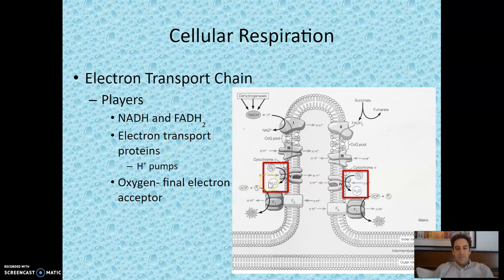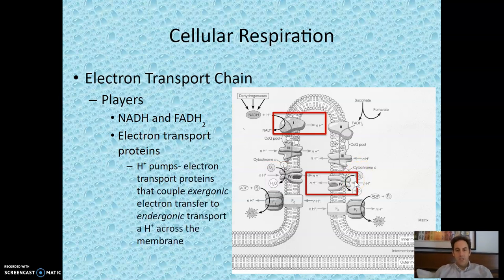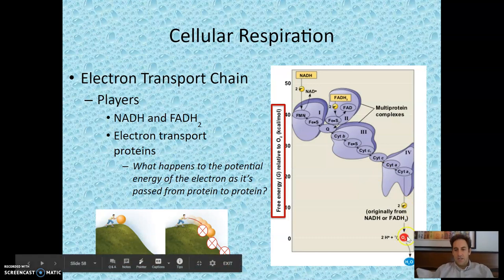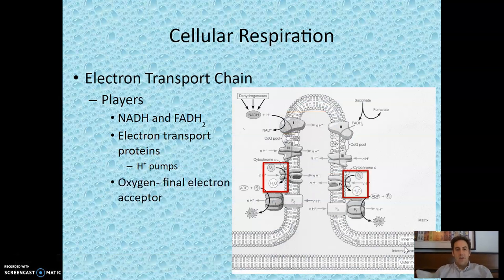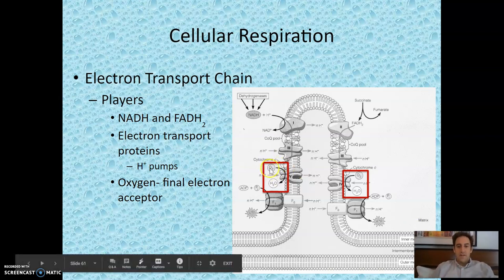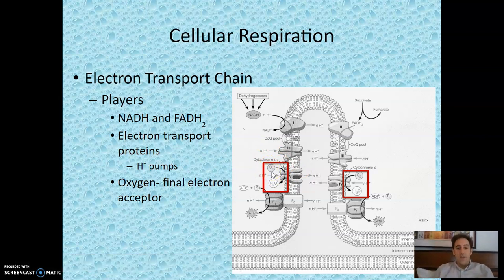Another player is oxygen. So oxygen is the final electron acceptor at the end of the electron transport chain. And again, we see oxygen here. It is the final electron acceptor. And this is why, by the way, you need oxygen. So every time you inhale, that oxygen you're taking in is being used for this process right here. That's it. So really the only reason you have lungs is so you can take in this oxygen that's needed here and get rid of the CO2 that we've already discussed.